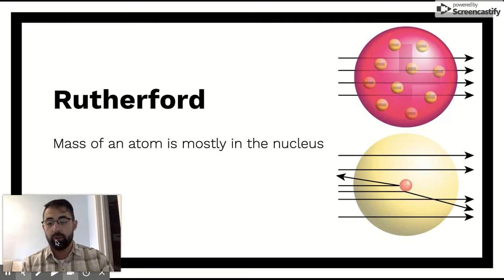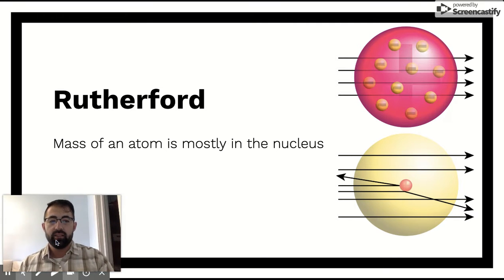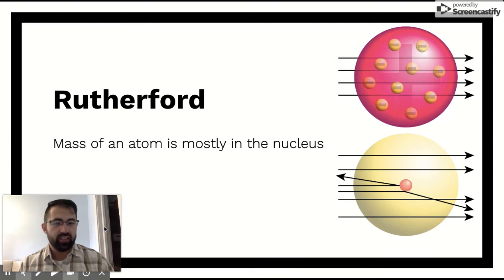He had a really neat experiment where he was able to fire charged particles through a thin sheet of gold. If the mass of an atom was spread throughout, like at the top here, then the particles should all go one direction. But what he found, as shown at the bottom, was that most of the particles went straight forward. Some were deflected to the side, and some were deflected backwards, which to him meant most of the atom must be empty space because most of these charged particles are going straight ahead. You see what I'm getting at?